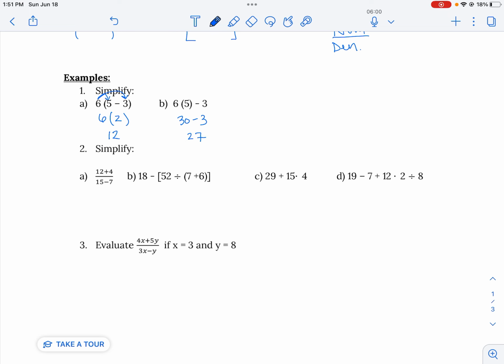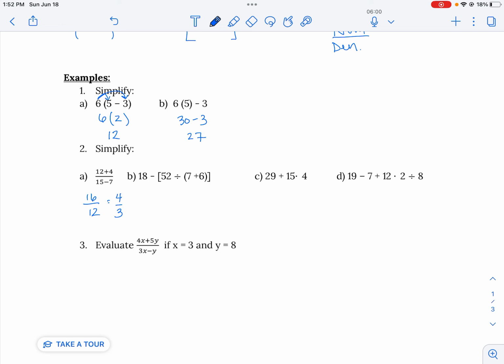In number 2, here's that fraction bar in part A that shows division, and it's division between the numerator and denominator. So I can't say, 12 and 15, 3 goes into both of those. Nope. What I have to do first is simplify the numerator, which is 16, and then divide that by the simplified denominator, which is 12. Now I can simplify the fraction as an entire unit and divide both 16 and 12 by 4.